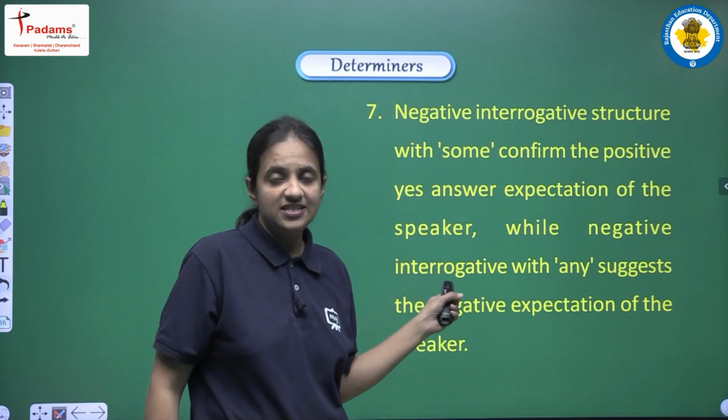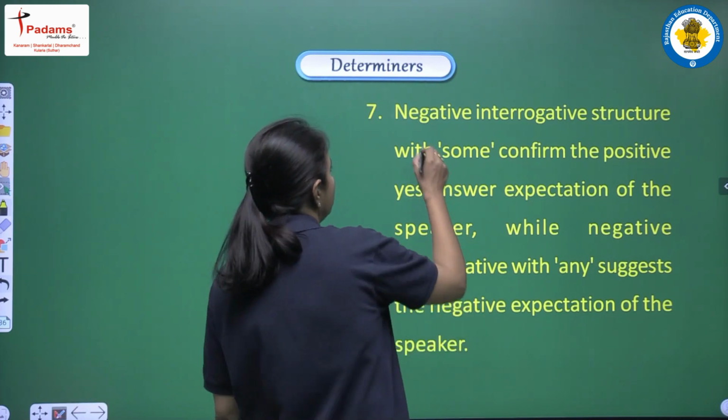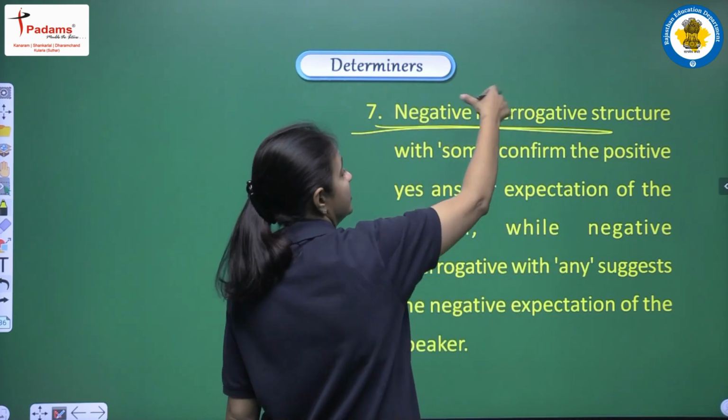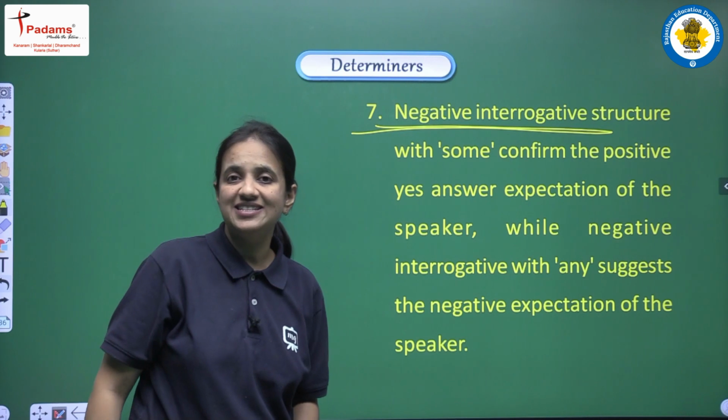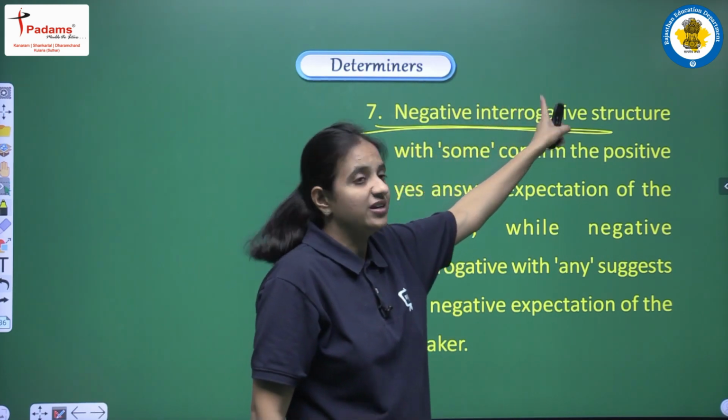So now let's see, we are having one more structure of the sentence, and this time we are having both things in our sentence. There is a not also, there is a question word also, and at the end there is a question mark. Such sentences are known as negative interrogative structure.